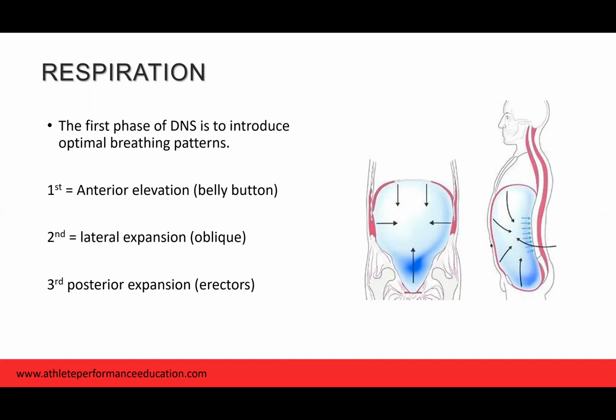And the third one we're looking for is posterior expansion. So we're looking for expansion through the lumbar erectors, and we're trying to create a waistband of tension, from the belly button right around to the back of the spine and through.